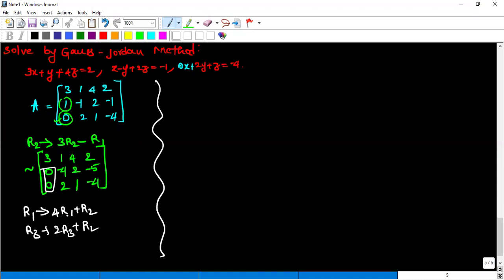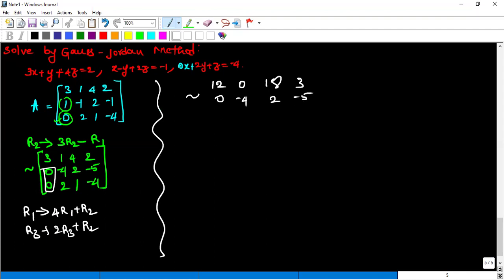I will write the result over here. R1 we are changing like 4R1 plus R2. 4 3s are 12, so I will write 12. Here second element 4 minus 4 will become 0. Third element 4 4s are 16 plus 2, it will be 18. This one 2 4s are 8 minus 5, it will be 3. We are not changing R2, so write R2 as it is: 0, minus 4, 2, minus 5.